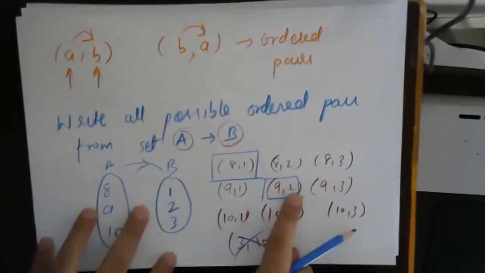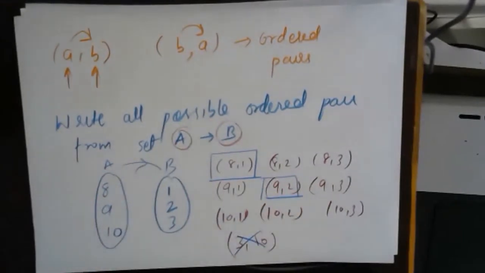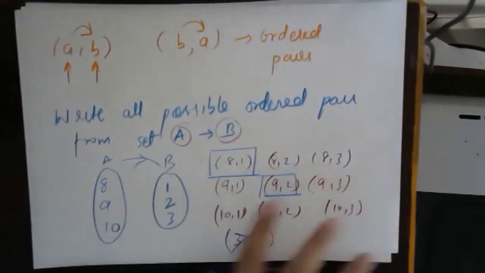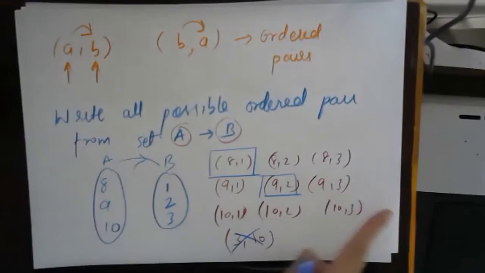First is 9, second is 2. That is why it is called an ordered pair. Understood? Fine. Now see, I have written all possible ordered pairs from set A to set B.